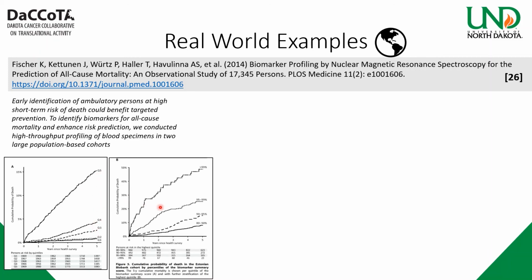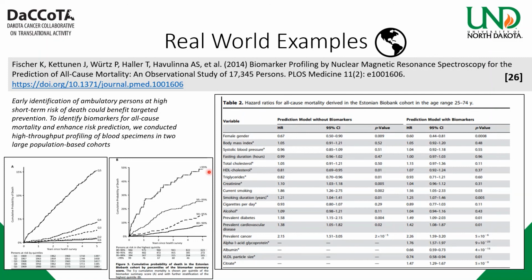Here's again another cumulative probability, so we see that sort of competing risk sort of thing. And here are hazard ratios for a bunch of these different variables. So this is a very typical output of these tables, hazard ratios, p-values, looking at prediction model with and without biomarkers. So there we go. There's some survival analysis going on there, quite hard.